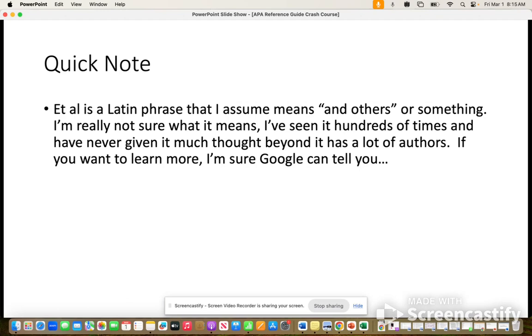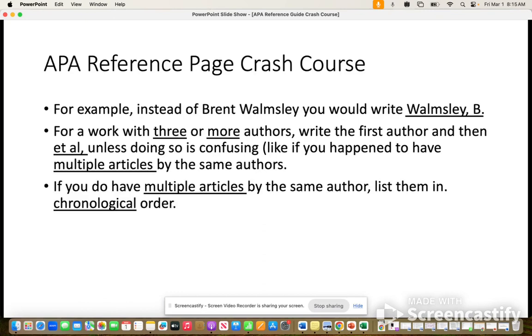What does et al mean? Et al is a Latin phrase. I've never actually looked it up. I assume it means and others or something. I'm really not sure what it means. I've seen it hundreds of times, never really given it much thought beyond it has a lot of authors. If you want to learn more, I'm sure Google can tell you. But I wouldn't worry about what et al means because I haven't. And I went to college for a long time.